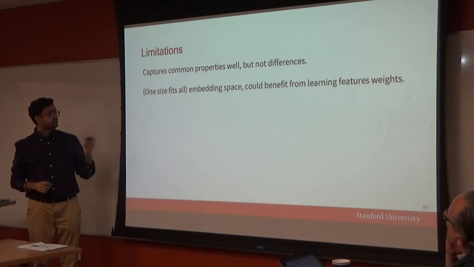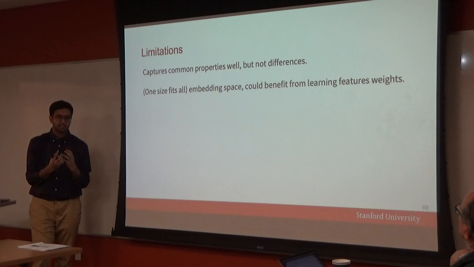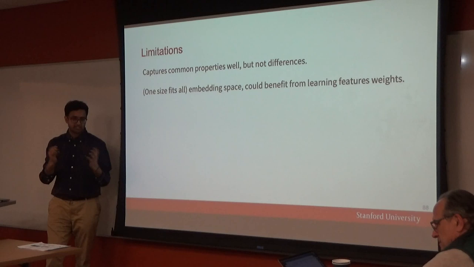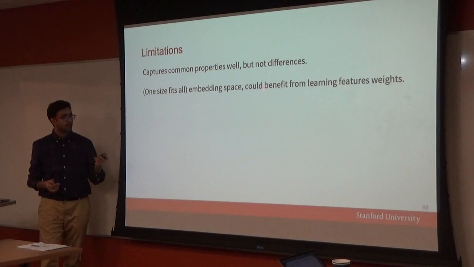The limitations of this work are that we have a collection of shapes, and these maps capture the commonalities between the shapes in the collection really, really well. But they don't really capture the differences between the shapes that well. Also, the embedding space that we build treats all the descriptors the same. So we do not really consider which descriptors are noisy and which descriptors are actually good. It would help to actually learn these descriptor weights based on feature importance.